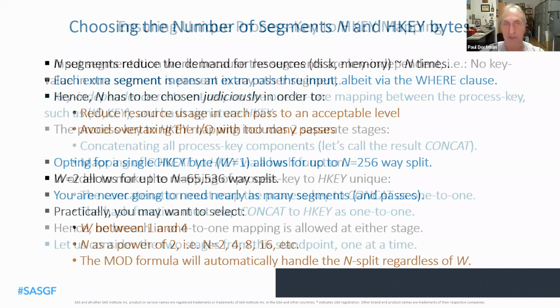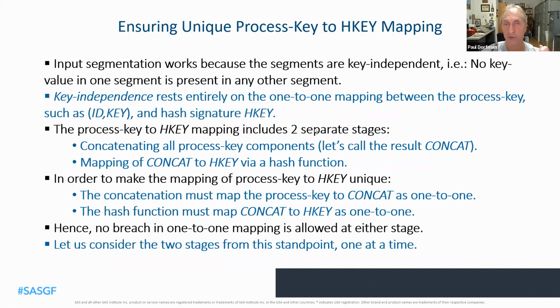Now, what is crucial in this process is to ensure that the methods we're using map our keys to HKEY one to one. That's because we want the input segmentation to be key independent, which means that no key value in one segment should be present in any other. Otherwise, this kind of scheme won't work, especially with select distinct. And this key independence can be mathematically proven to rest entirely on the fact that the hash function maps its argument to its digest in a one-to-one manner.